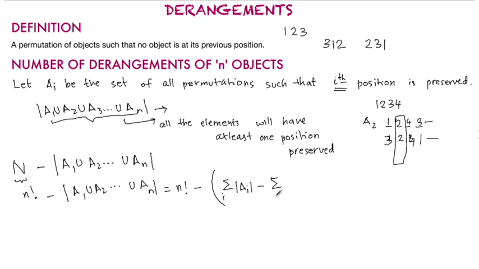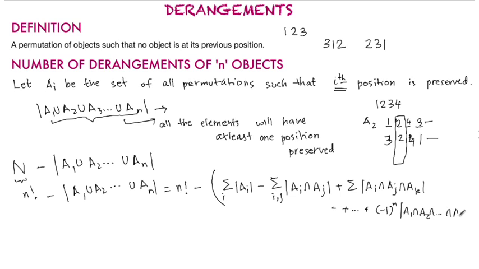minus the sum over i, j of Ai intersection Aj, plus the sum of Ai intersection Aj intersection Ak, minus plus, and what is the last term? The last term is minus 1 to the n, A1 intersection A2 intersection up to An.